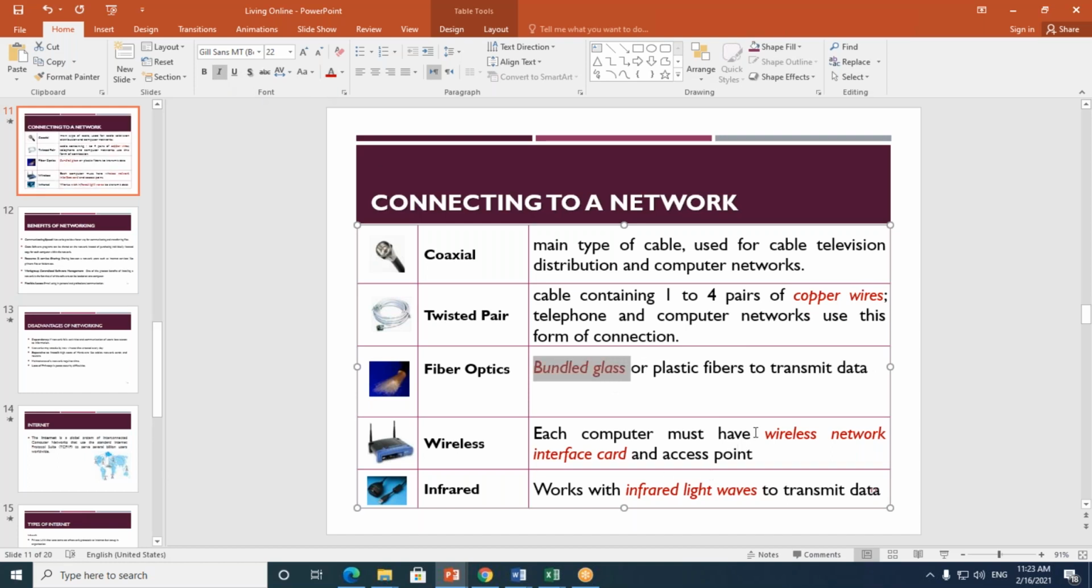Wireless, it is wireless. You will find this wireless network face card. The infrared uses light waves. This guides you and leads you directly to the correct answer.